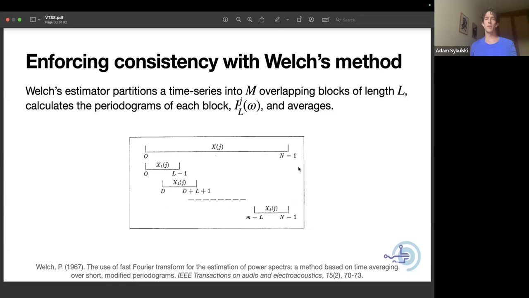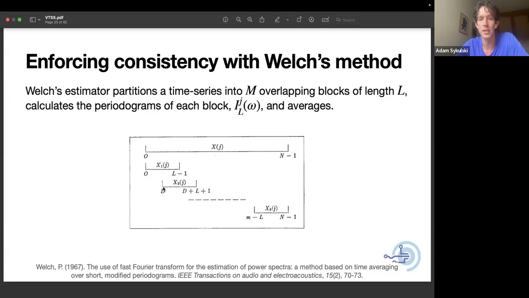So the problem with the periodogram is we have this bias, and it's also an inconsistent estimator. The variability in the periodogram doesn't disappear as our sample length goes to infinity. So a lot of people enforce consistency using Welch's method. Welch's method partitions a time series into m overlapping blocks of length L, calculates the periodogram of each block, and averages.